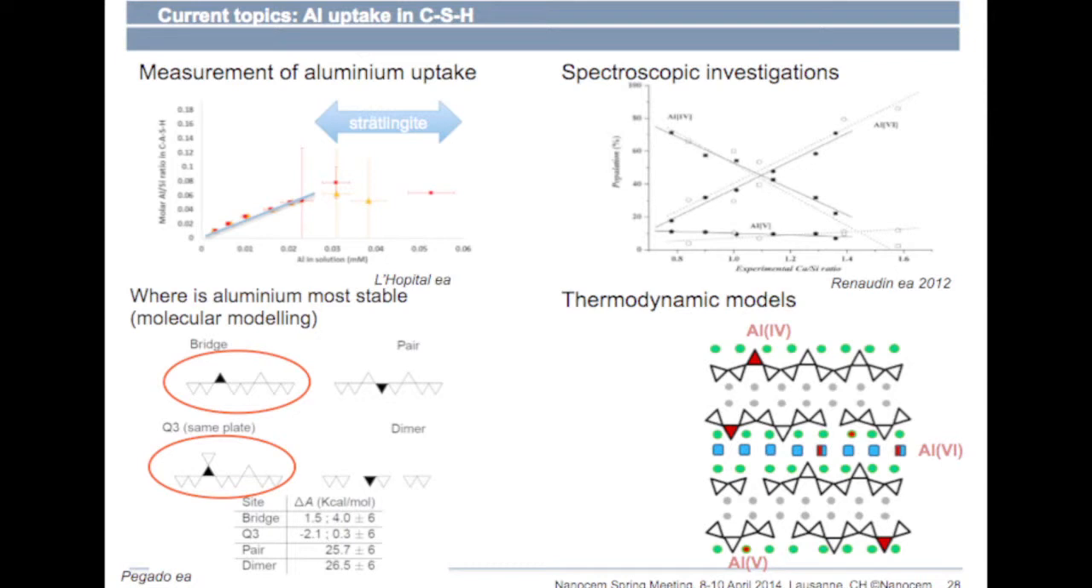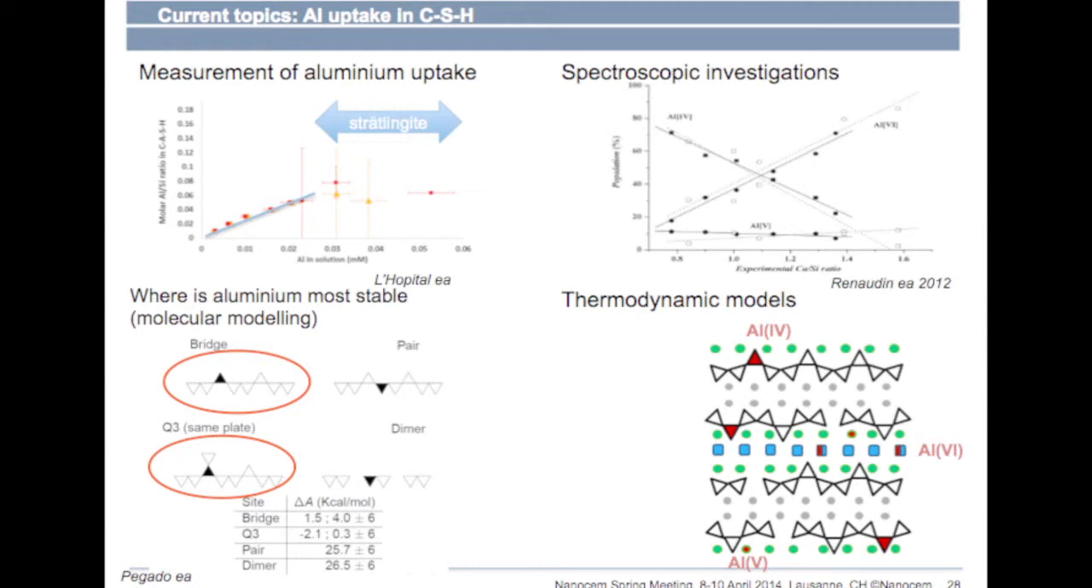This is data from Luis Pegado, who also sits in the audience. We can use molecular modeling to understand where an aluminium goes into our CSH. And what we predict, actually, is that the CSH is very happy if the aluminium sits in a bridging position, or like here, in a cross bridging position, and it doesn't like to sit in a pairing position. And this agrees very well with the experimental data.